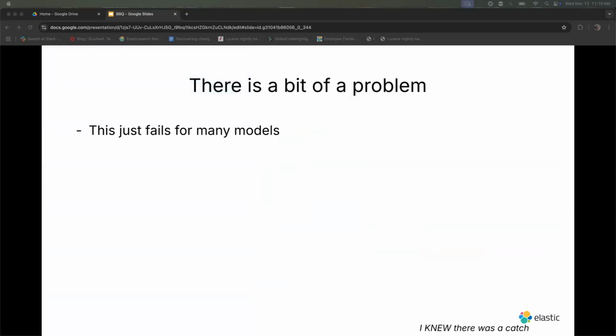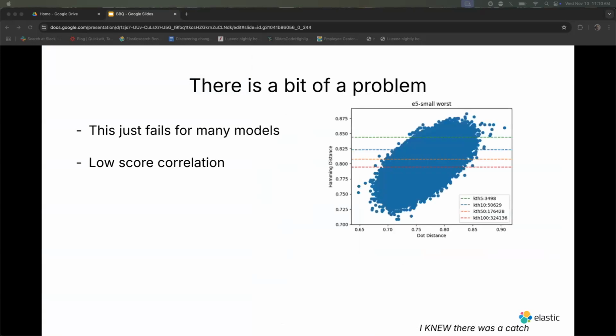Naive bit quantization just falls apart for many, many models. There are very few models where you could just do this and continue to get acceptable recall without oversampling by a lot. So here's an example of a model where this does extremely poorly. This is E5 small. E5 is a pretty decent open source multilingual model. We have it native in our stack. We have some optimized builds of it that work well in Elasticsearch.